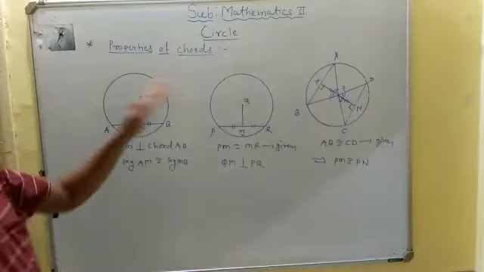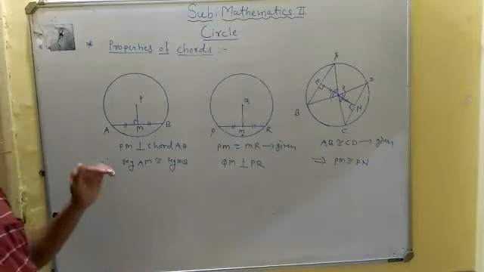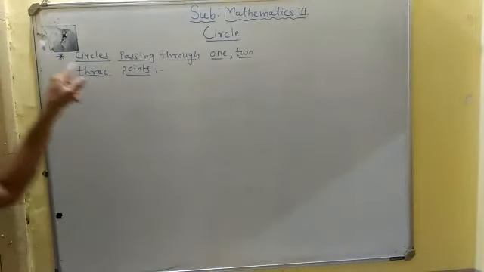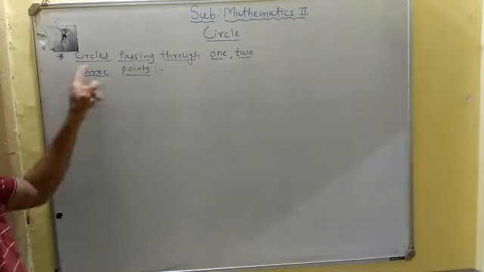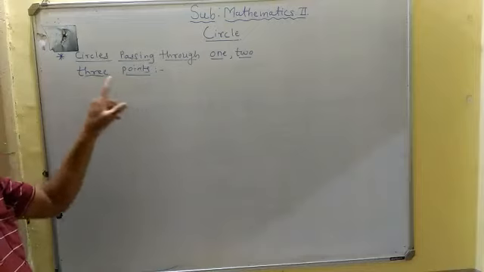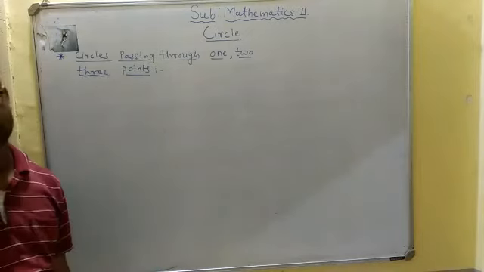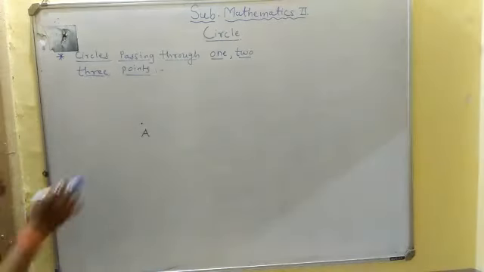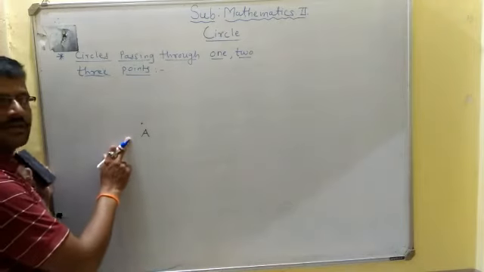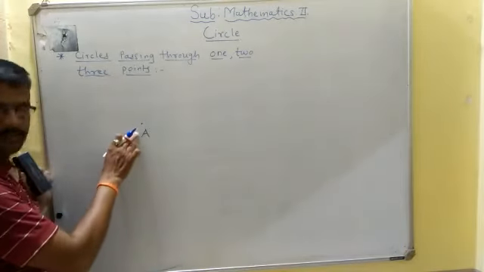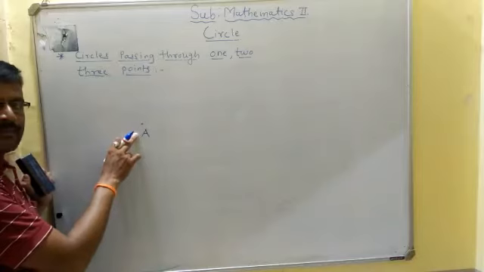We are familiar with those concepts. Okay, now we are going towards a new concept: circles passing through 1, 2 and 3 points. Take a point A in the plane of a circle and try to construct a circle passing through it with the help of a compass.